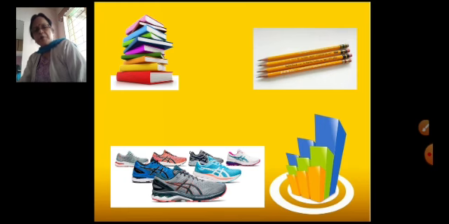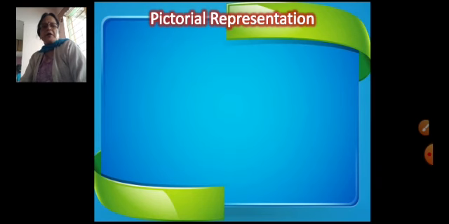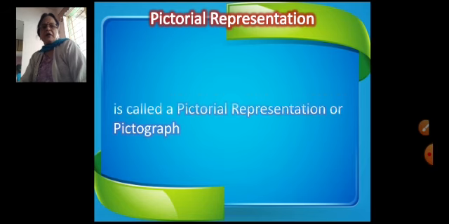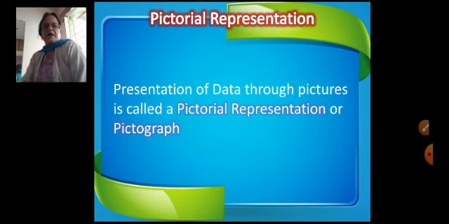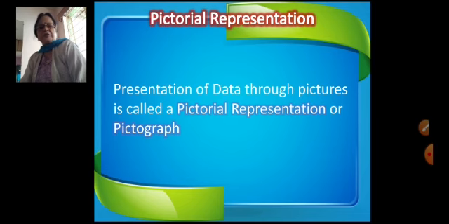Data or information can be shown by different methods like pictograph, bar graph, circle graph and line graph. Let us see the food things represented by pictograph. Pictorial representation: presentation of data through pictures is called a pictorial representation or pictograph.